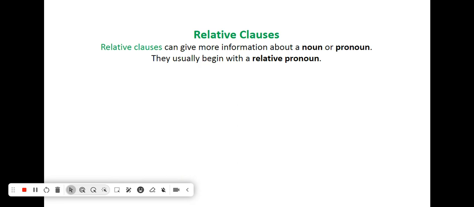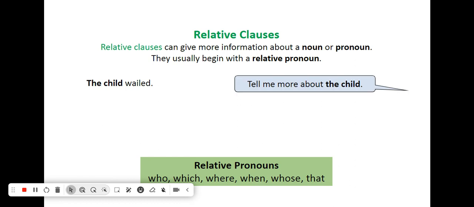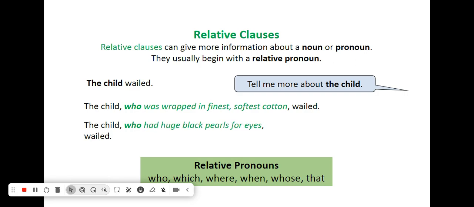So what is the relative clause? The relative clause gives us more information about the noun or the pronoun that we're talking about. The child wailed. If you want to say more about the child: the child who was wrapped in finest, softest cotton wailed. Or the child who had huge black pearls for eyes wailed. The child who had been hidden inside the woven basket wailed.